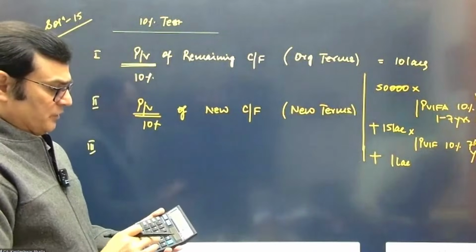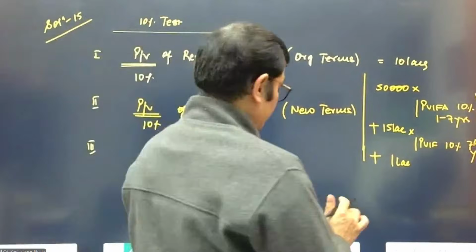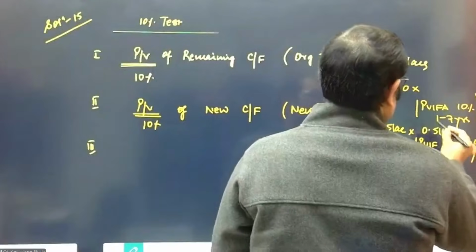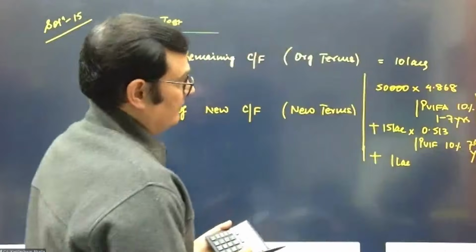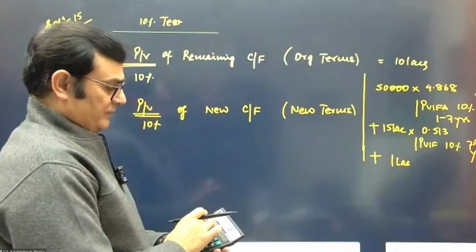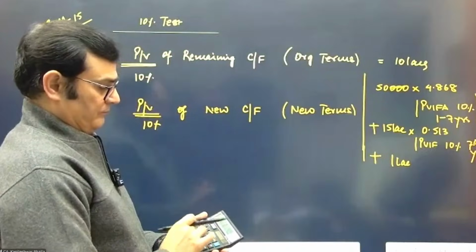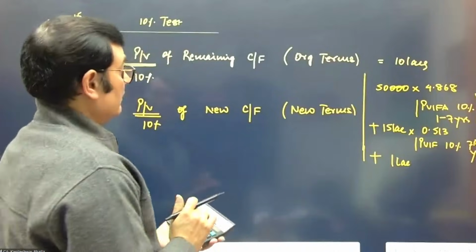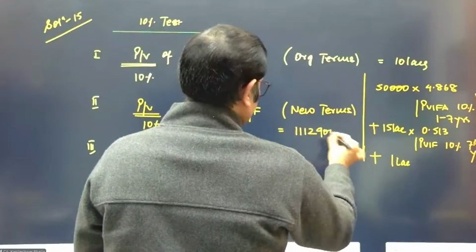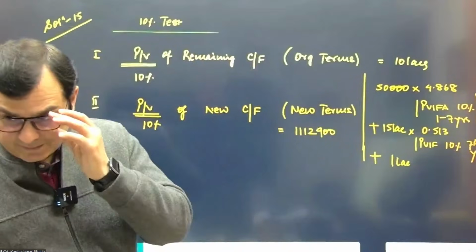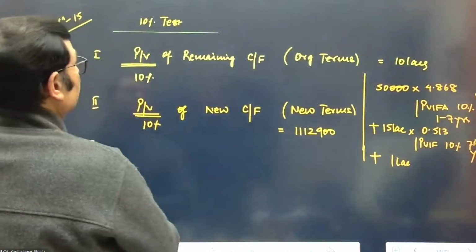So 10%, 7 years: 1, 2, 3, 4, 5, 6, 7. This is 0.513, and 4.868. So that's right. This is 243,400. I think this is coming to 11,12,900. Is that correct? Yes. Okay, then we can take the difference between step 2 and step 1.